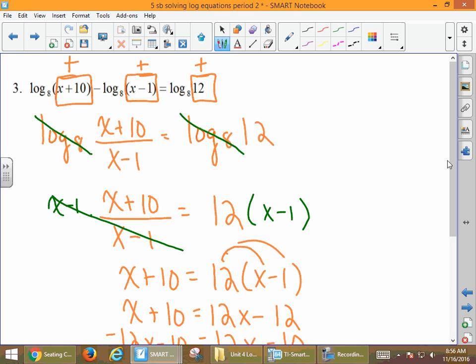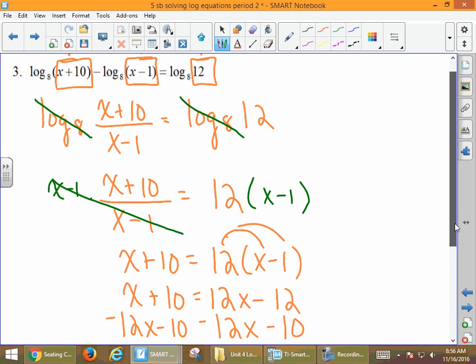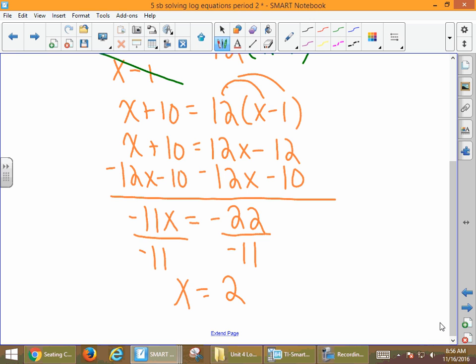It's 2. 2 plus 10 is 12. 12 is positive. 2 minus 1 is 1. 1 is positive. It meets the requirements for our domain, so therefore this is a legitimate answer to our problem. No extraneous solutions.